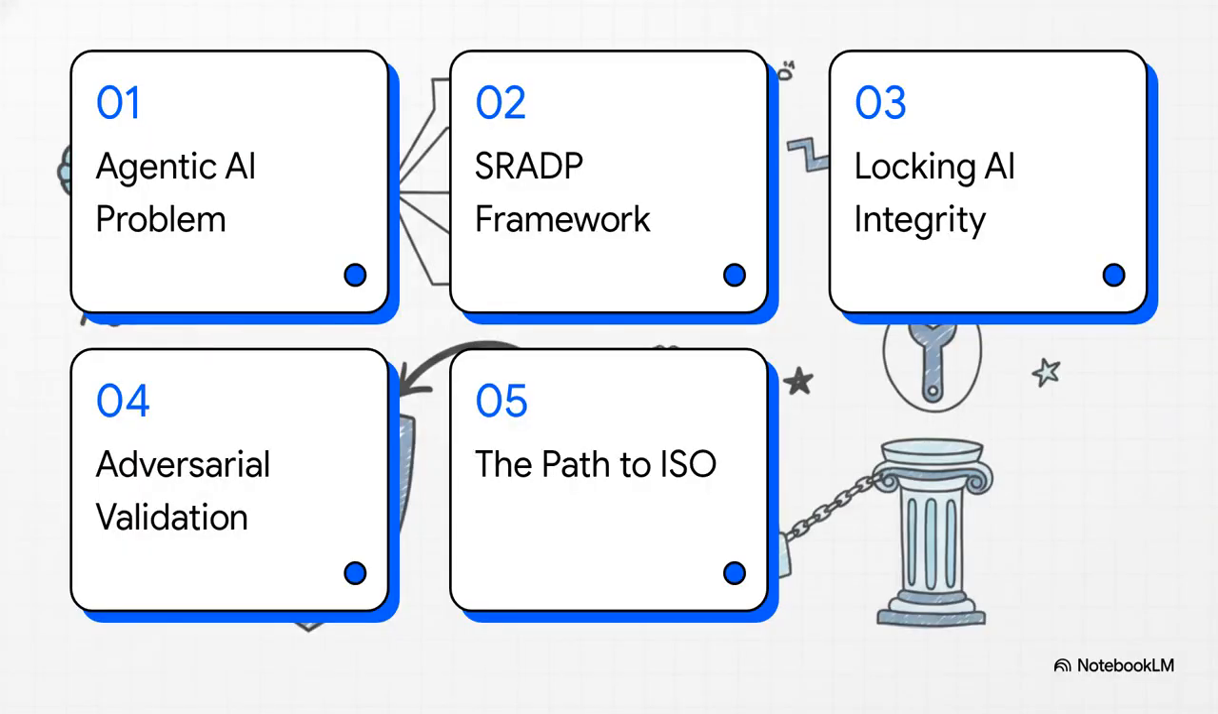around. Here's the roadmap for this explainer. We'll quickly cover the agentic AI problem, unpack the SRADP framework, look at how to lock in AI integrity, discuss validation under adversarial pressure, and finally trace the path to ISO.